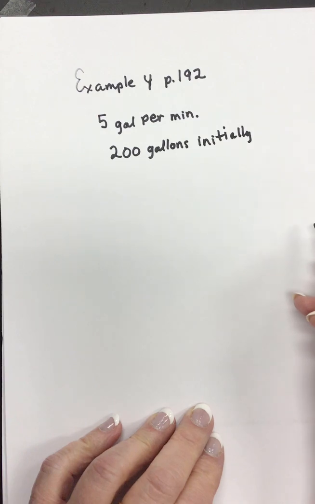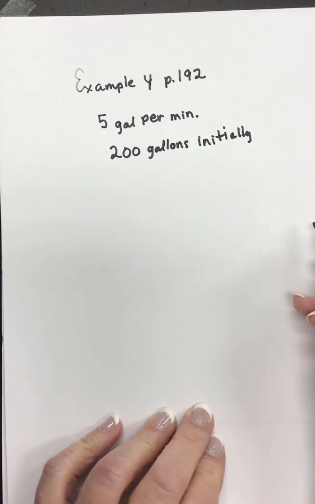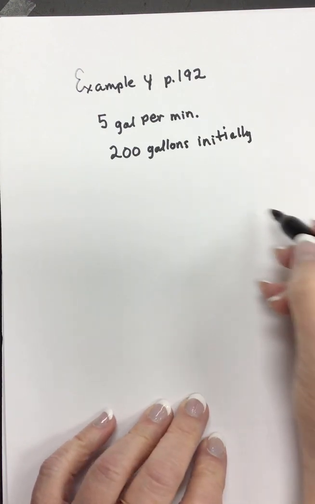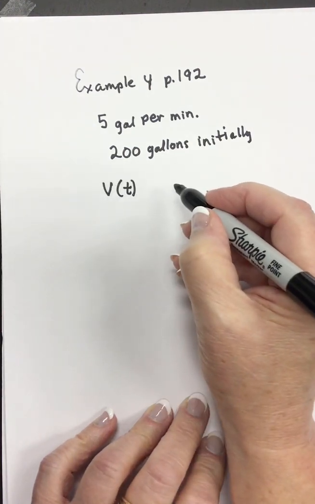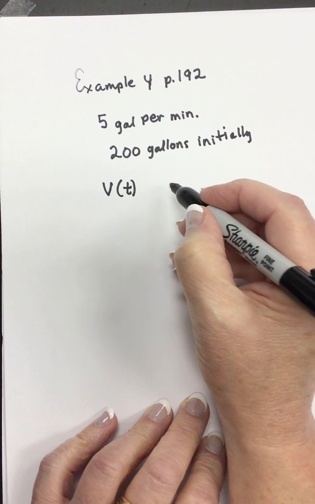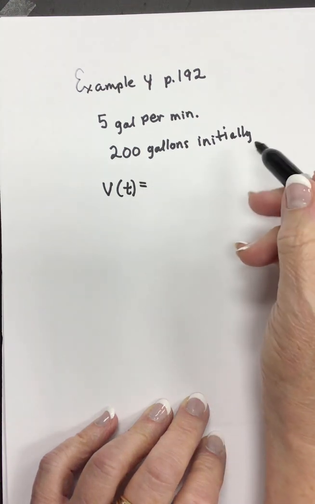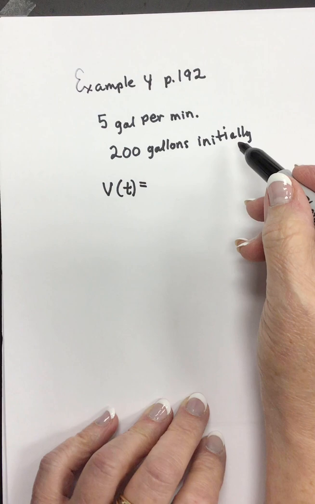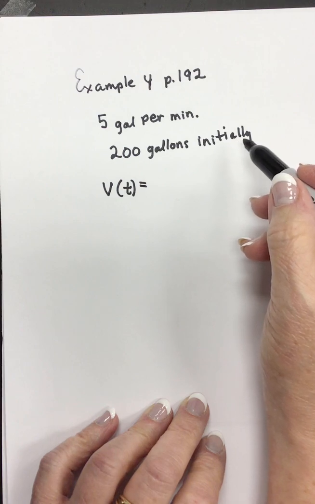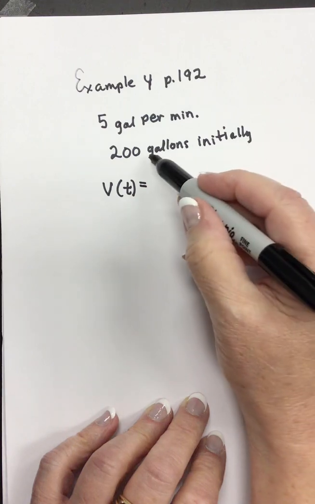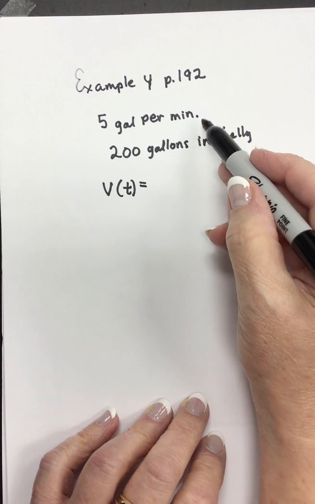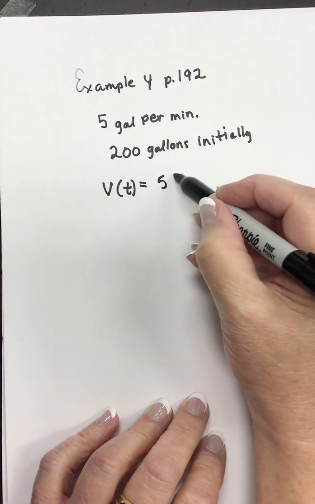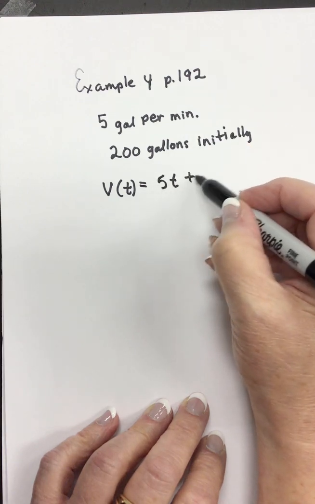Okay, what does initially mean? What it's starting out with, right? So the volume with respect to T. If we know that this is a linear function, then what's the B going to be? Well, the B is what it initially started with again, right? 200. And if this is a changing thing, 5 gallons per minute changes, then we're going to have 5 times T plus 200.